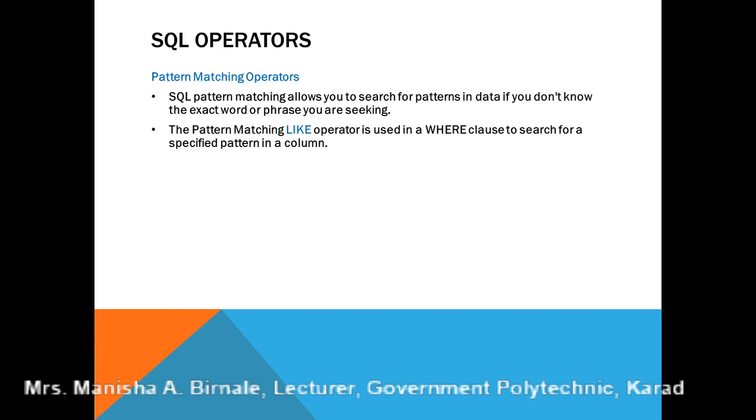The pattern matching LIKE operator is used in a WHERE clause to search for a specified pattern in a column. We are going to see the pattern matching operator LIKE, and it is used in the WHERE clause to search for a specific pattern in a column.